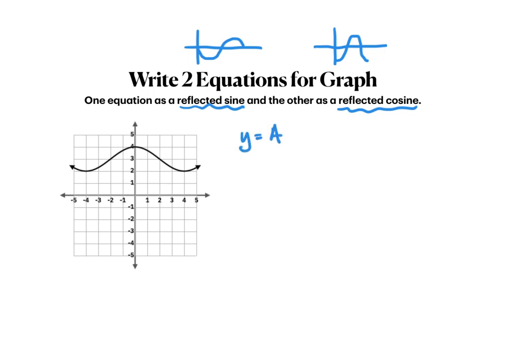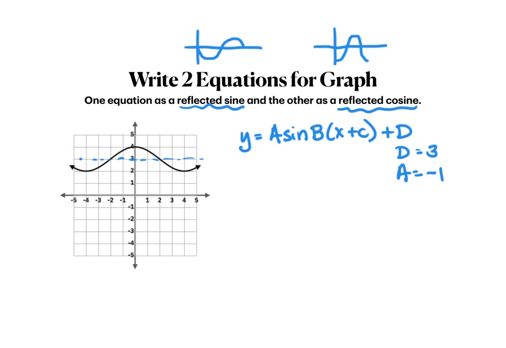Let's start with the reflected sine. If it's a reflected sine, it means that my A value needs to be negative. And let's find each of these values. I know my D value is where that x-axis is shifted. So D in this case is going to be positive 3. So my A is negative, and I can see that my amplitude is 1. It stretches one above my x-axis and one below. So A in this case is going to be negative 1 since it's reflected.